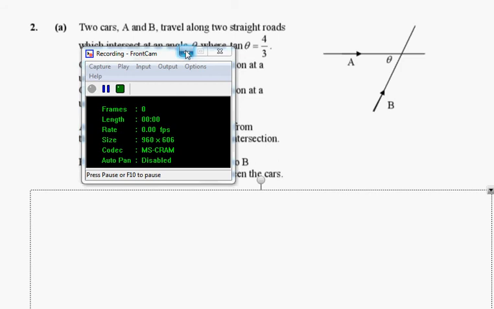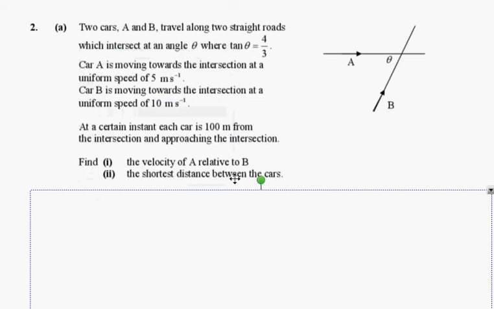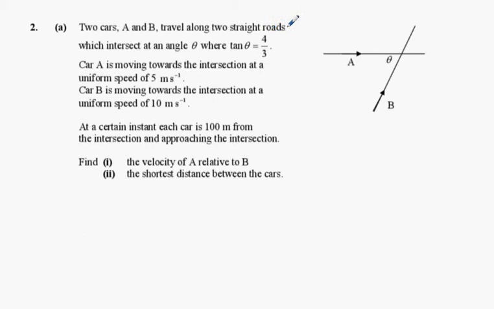So, what we have here is two cars A and B travel along two straight roads which intersect at an angle, tan theta equals 4 over 3. I'm quickly just going to write down what sine theta and cos theta are in the corner. The opposite is 4, so sine theta is 4 over 5, and cos theta is 3 over 5.